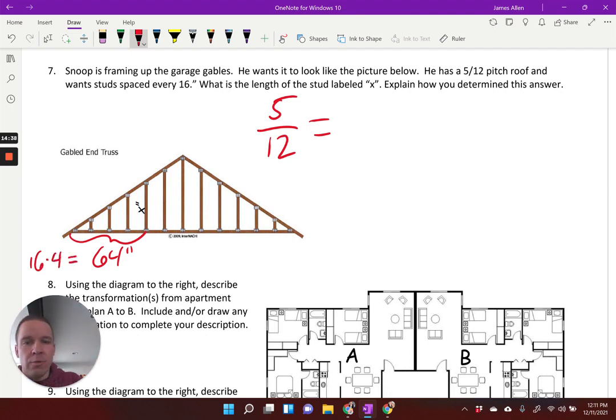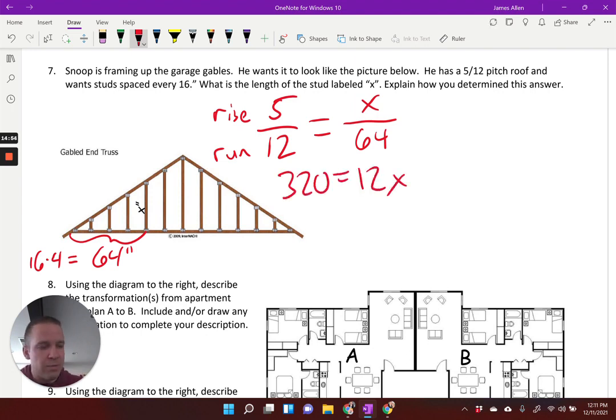All right. If you're wondering how I got there. So this is my rise. This is my run. I don't know my rise. That's my x, but my run is 64. And I think we're ready to cross multiply it here. So we got 5 times 64. We got 320 equals 12x. We'll divide that by 12. And I end up with x equals 26.67 inches when we round.